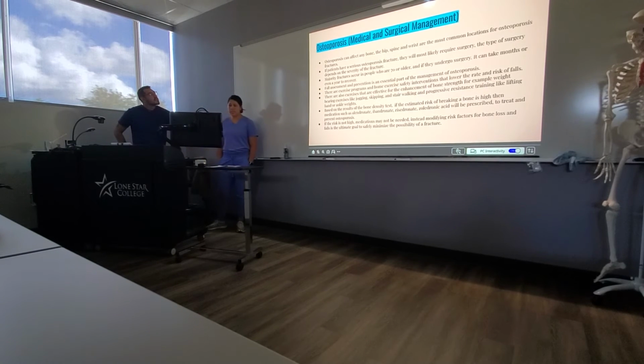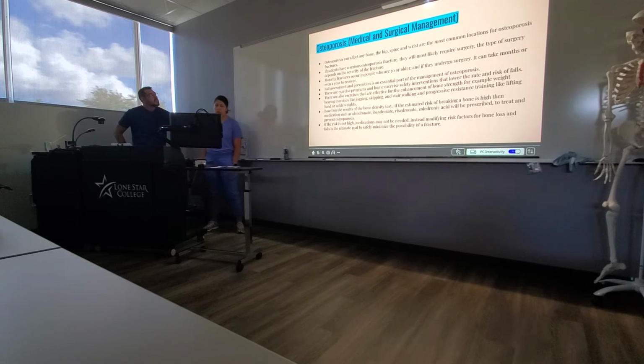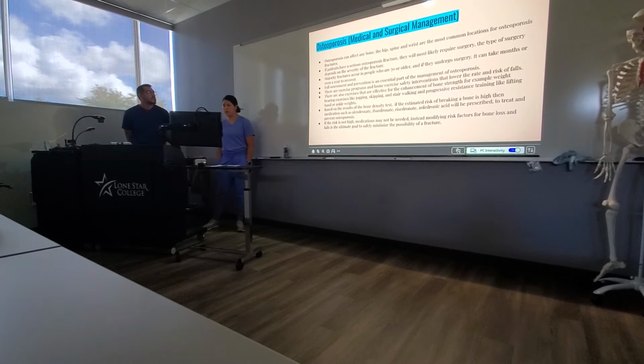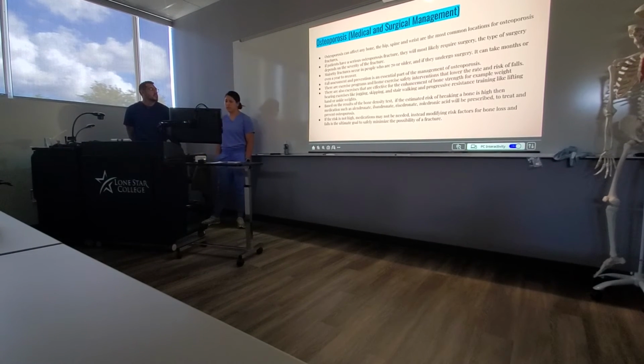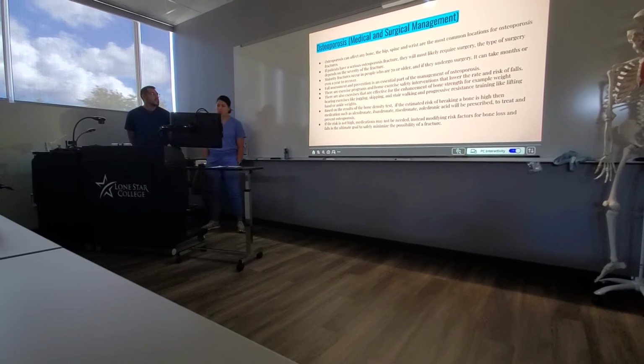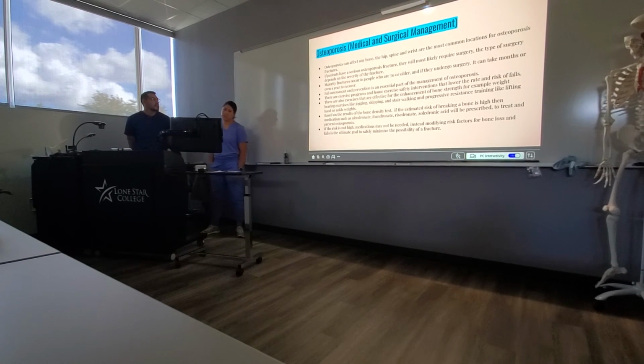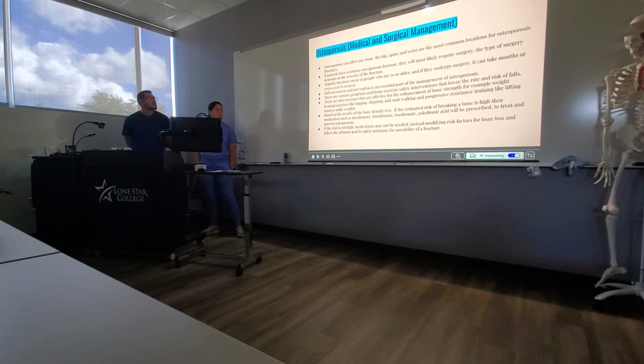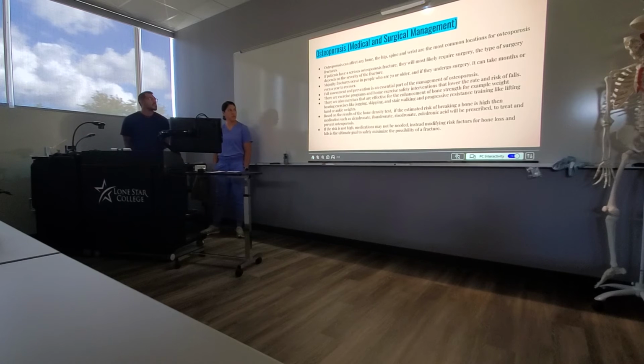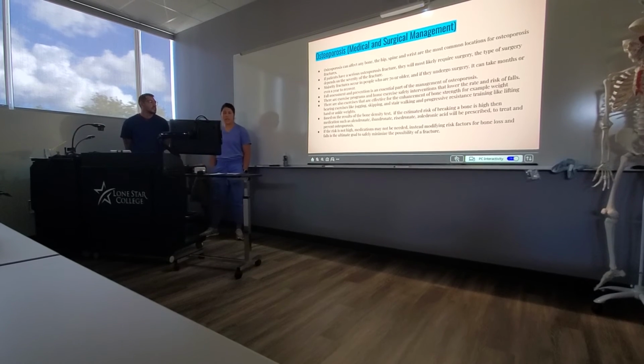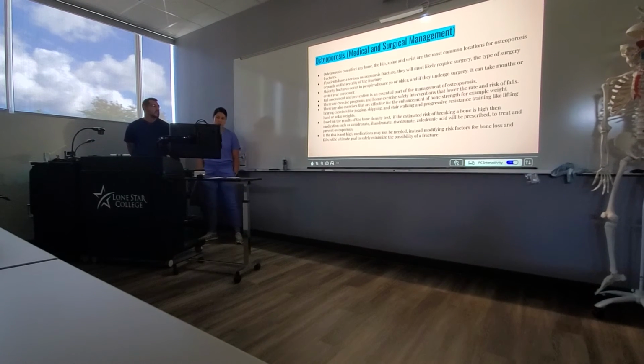For osteoporosis, it can affect any bone, but the hip, spine, and wrist are the most common ones for osteoporosis fractures. If the patient has a serious osteoporosis fracture, then they most likely will require surgery, and the type of surgery will depend on the severity of the fracture. The majority of fractures occur in people who are 70 or older, and if they undergo surgery, it can take months up to a year to recover.